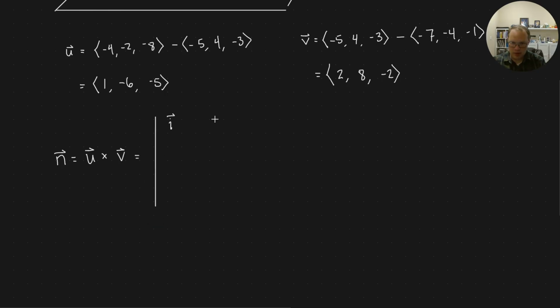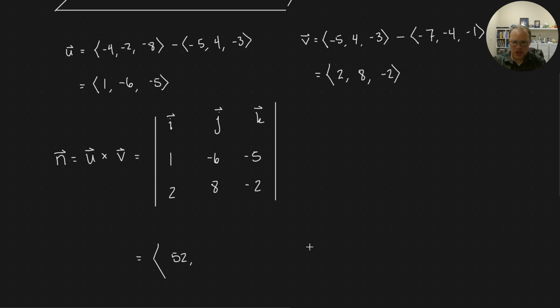Okay, let's take this cross product. Get my matrix ready. i, j, k. Second row will be u: 1, -6, -5. Third row is v: 2, 8, -2. We've done cross products for a little bit now, so I'm going to move kind of fast here. For i I get 12 minus -40. 12 minus -40, that's 12 plus 40, that's 52.